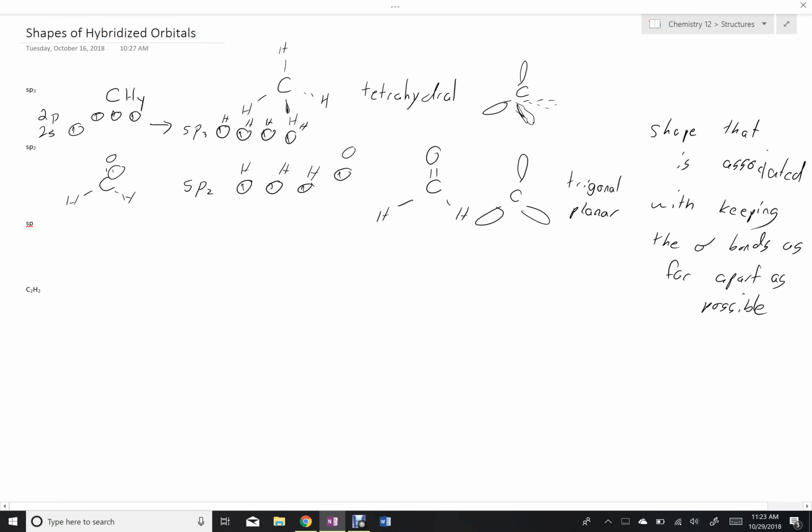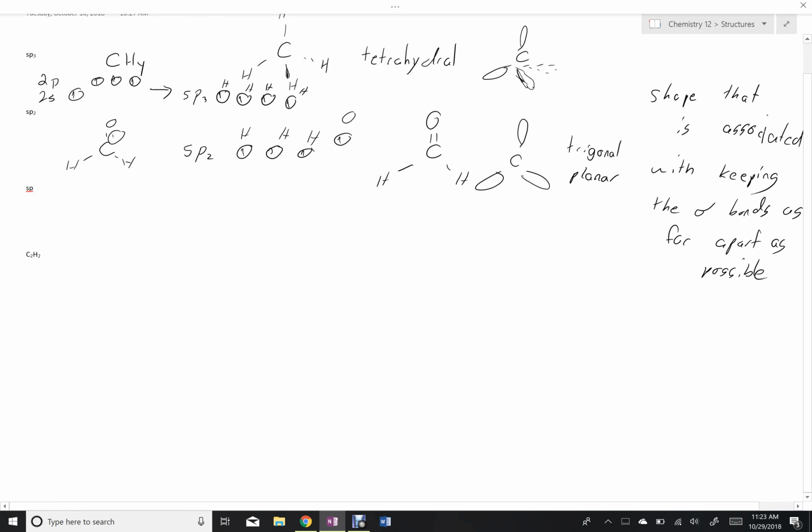Okay, now we have our sp associated with C2H2. So let's look at what that guy looks like. So here I have carbon, carbon, and I'm going to have a hydrogen, and I'm going to have a hydrogen, and the 2 carbons are going to be bonded to each other. But for them to satisfy their octet with the number of electrons they have to work with, it'll work out to be a triple bond.